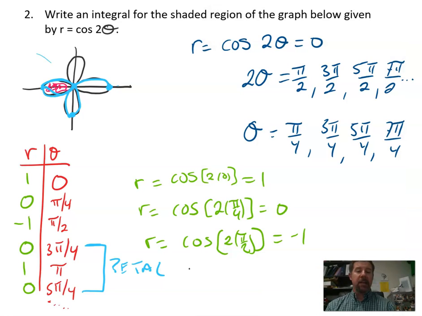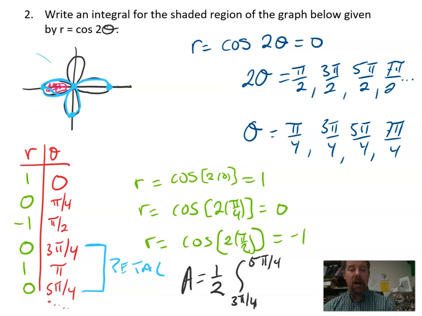Now that we have that, we're ready to find our area. Area is 1/2 the integral from 3 pi over 4 to 5 pi over 4 of our radius, cosine 2 theta, squared, d theta. All right? And in this case, we just had to write the integral, so we are done. But the hard part again was finding that region right there.